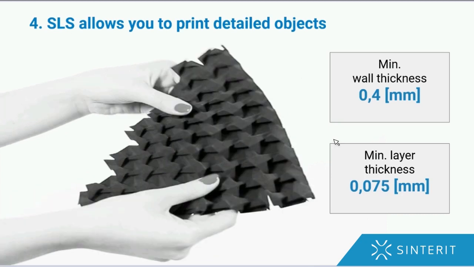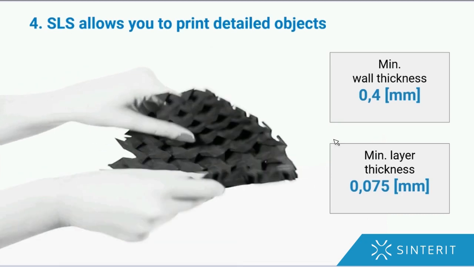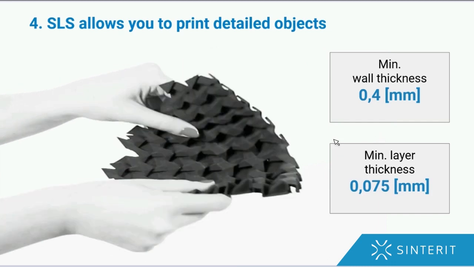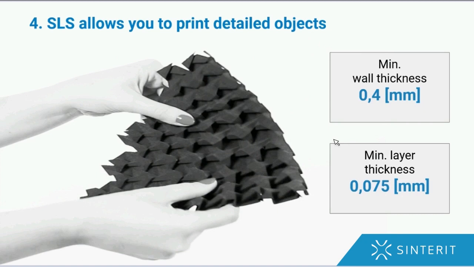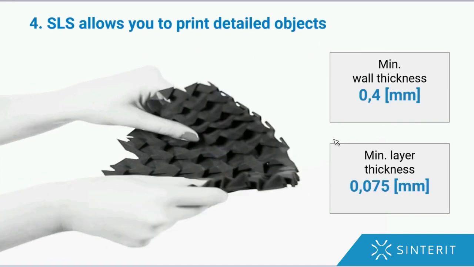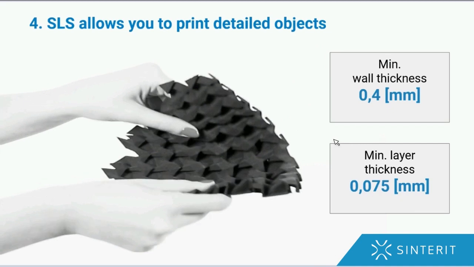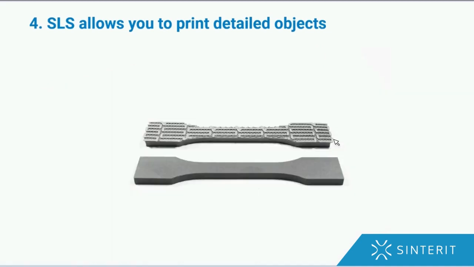For example, Sinterit Lisa can make a layer as thin as 0.075 millimeters. So in imperial standard, that's about 0.003 inches. And this gives you the option to print really precise objects. This element, for example, being a tensile stress test specimen, was printed with an FDM printer. You can see the layers are clearly visible. Of course, there are some processes that can help you to smooth it, but this is how the object will look when you take it straight from the printer.